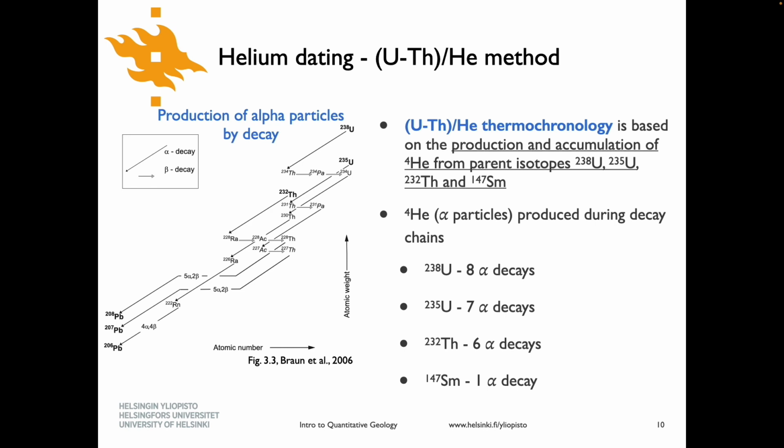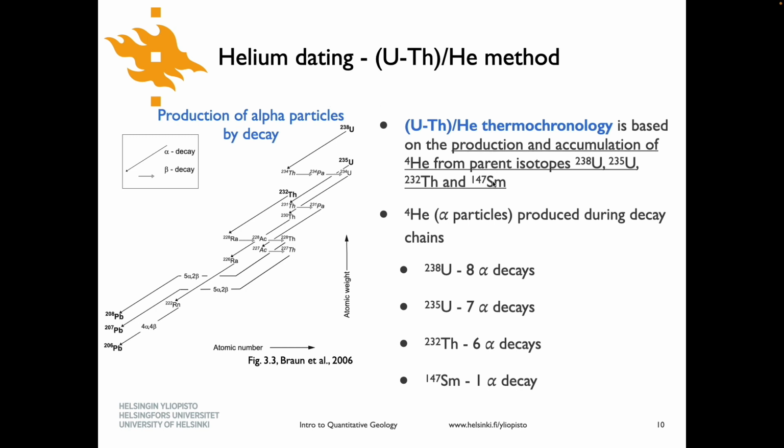So just a couple slides about the dating method itself for helium dating. As a thermochronometer, this helium dating method, or uranium-thorium helium dating, as it's often referred to, is based on the idea that there are isotopes of uranium and thorium that are radiogenic, and when they decay by alpha decay, they produce a helium atom, essentially, or a nucleus of a helium atom, an alpha particle.